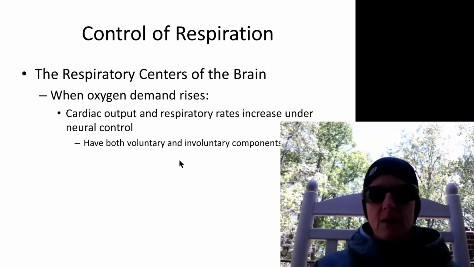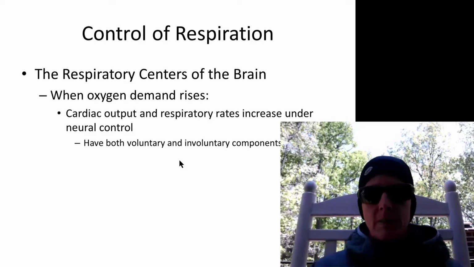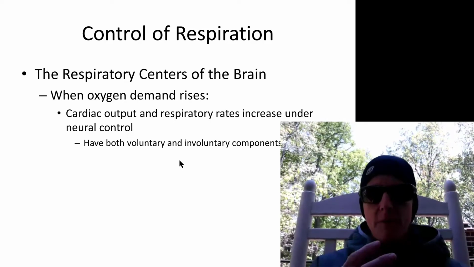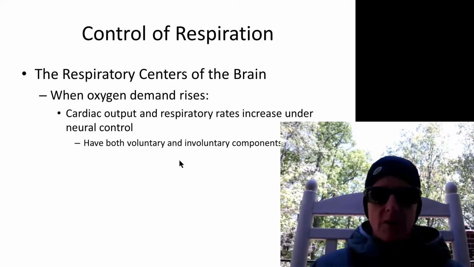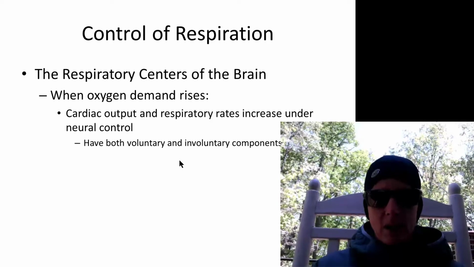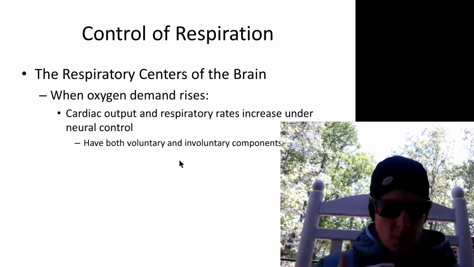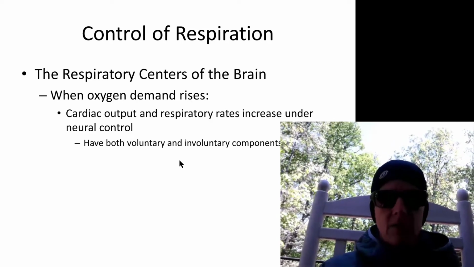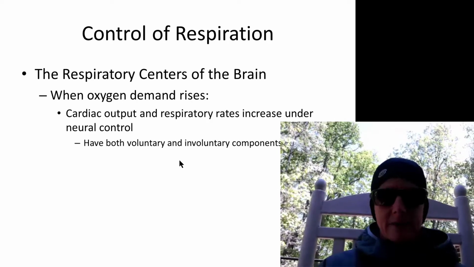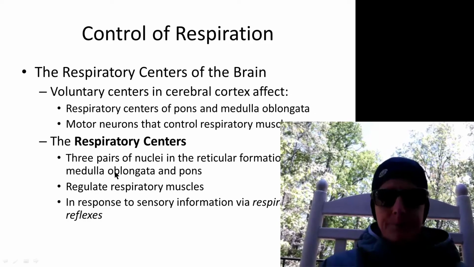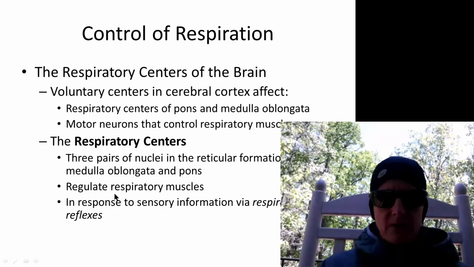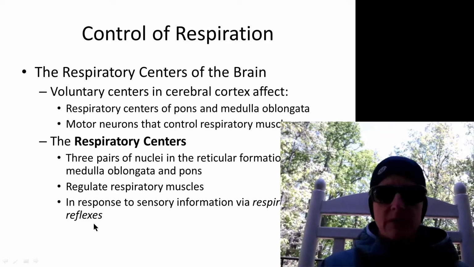the respiratory rhythmicity center of the medulla oblongata, they're paired centers, and we'll see that they're made up of different groups of neurons. These are going to be regulating your breathing with the assistance of the two sets of centers in the pons, the apneustic and pneumotaxic centers. All right, so we've already talked about these, and these are going to be involved in our respiratory reflexes.